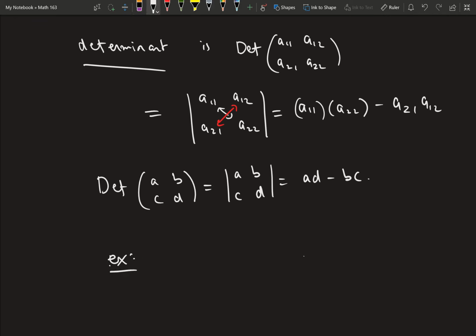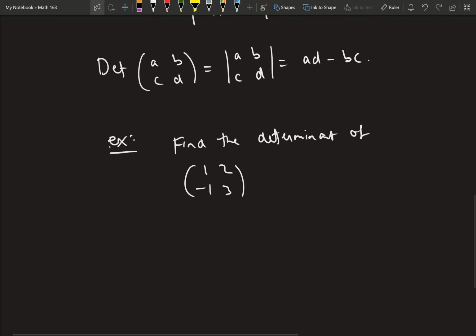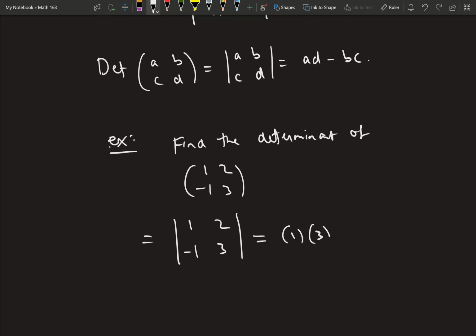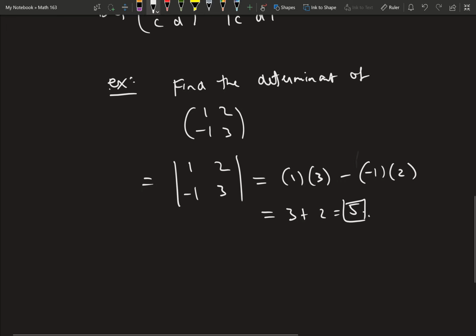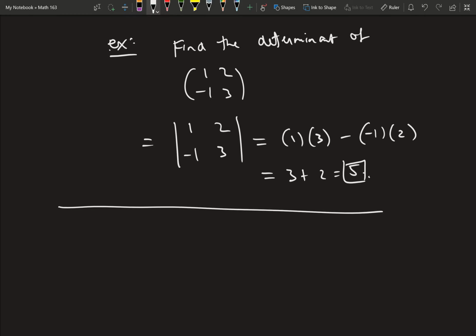So example, let's find the determinant of, say, the matrix 1, 2, negative 1, 3. So that is going to be equal to, and in our notation, we're just going to write it as 1, 2, negative 1, 3 with straight lines on the sides. And that's 1 times 3 minus negative 1 times 2. So we get 3 plus 2, which is 5. Okay, so that's an example of a 2 by 2 matrix.